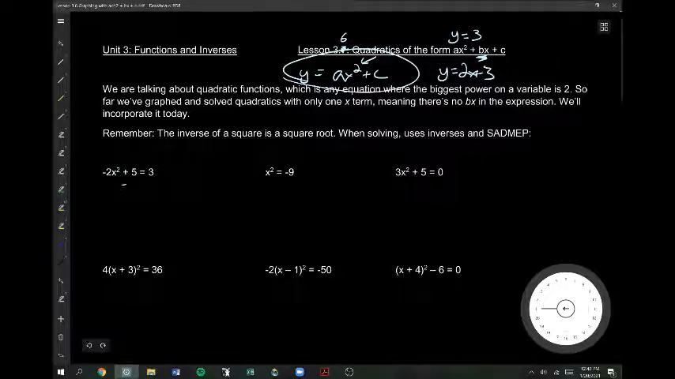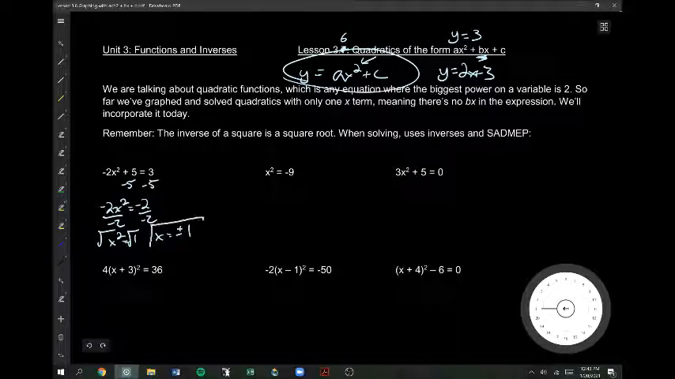I'm going to solve this. I subtract the 5 from both sides. I get negative 2x squared equals negative 2. Divide both sides by negative 2, and I get x squared equals 1. Square root both sides, and x equals plus or minus 1. Do not forget the plus or minus.